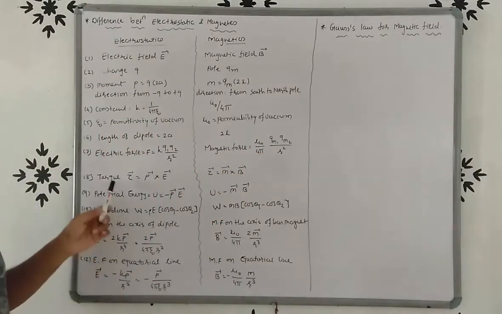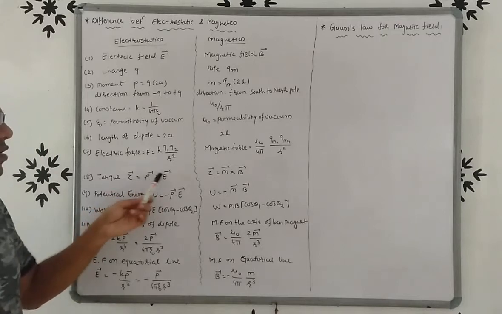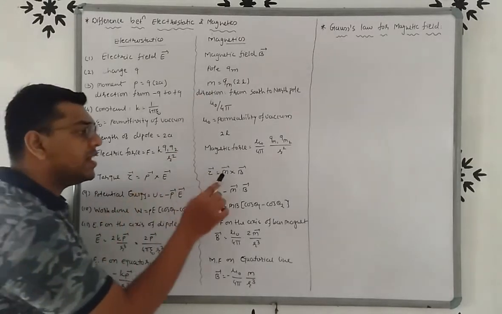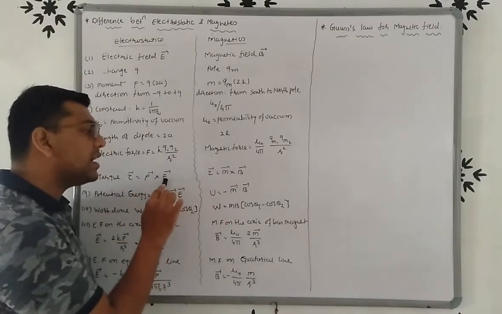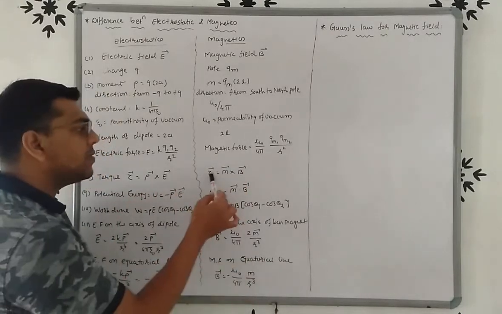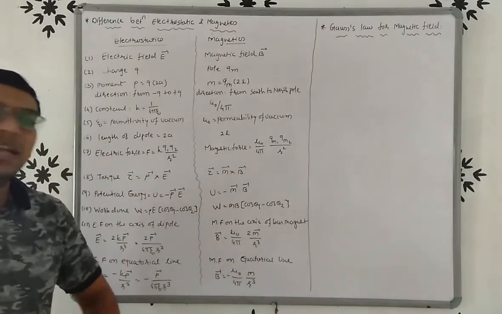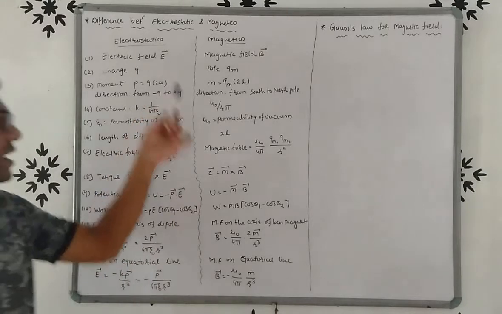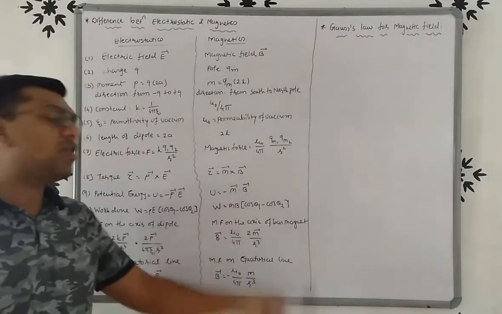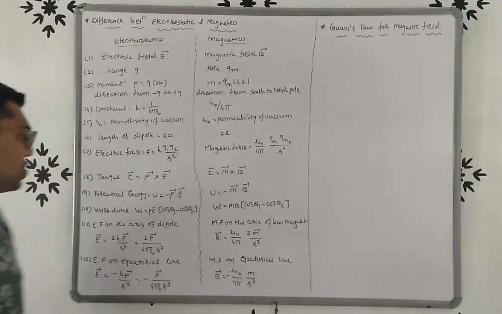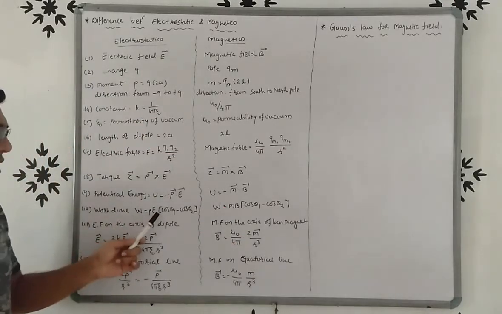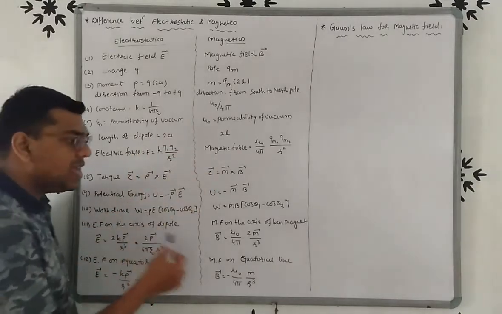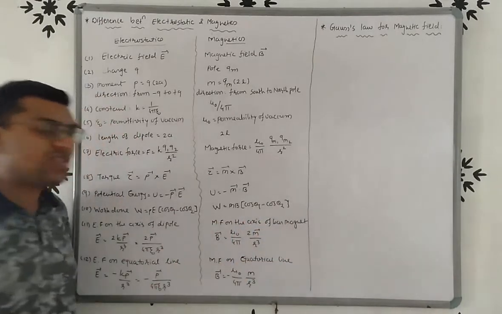In electrostatics we know that torque tau is equal to vector P cross vector E, and in magnetics instead of electric dipole moment there is magnetic dipole moment, and instead of electric field there is magnetic field. So tau equals m cross B. In electrostatics potential energy is given by minus vector P dot E, and in magnetics minus vector m dot vector B. In electrostatics work done W equals pE (cos theta 1 minus cos theta 2), and in magnetics, instead of pE, mB (cos theta 1 minus cos theta 2).